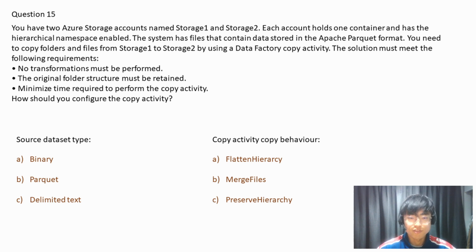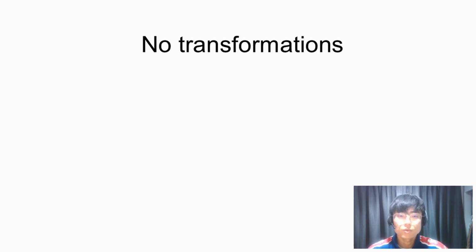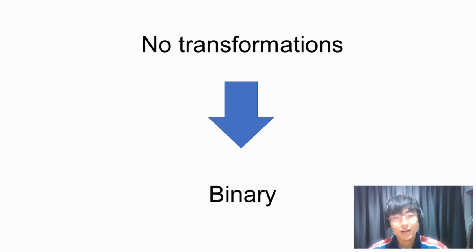So how should you configure the copy activity? And there are 2 parts to this question. First part being, what's the best source dataset type? And the second part being, what should the copy activity copy behavior be? So let's have a look at the first part of the question here. What should the source dataset type be? The key part of the question to notice is that no transformations must be performed. So when using the binary dataset type, the service does not parse files but treats them as is. And hence the correct answer for that is A, binary.